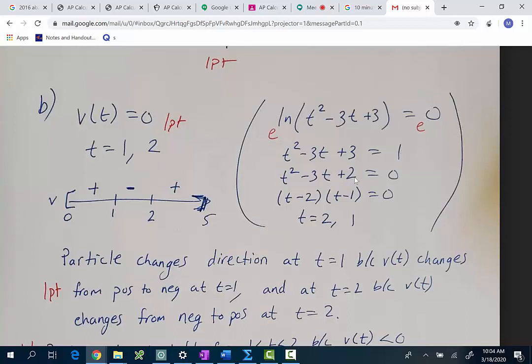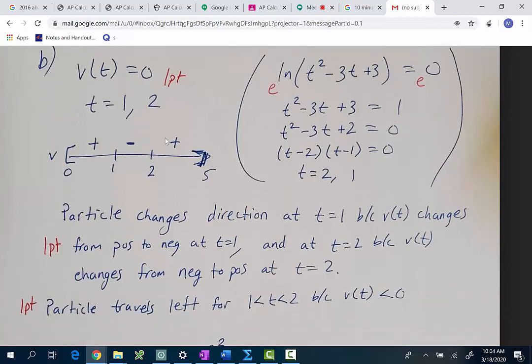Now, we had a calculator, so on our calculator we would just use the solve button, and we get 1 and 2. They want to know where this changes direction, so we need to make sure it does change direction, so we're going to do a number line. At 1, velocity was positive between 0 and 1. Between 1 and 2, it's negative. Between 2 and 5, it's positive. So it's changing at both 1 and 2. Make sure you explain that.